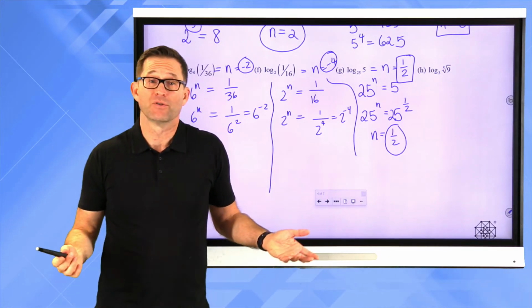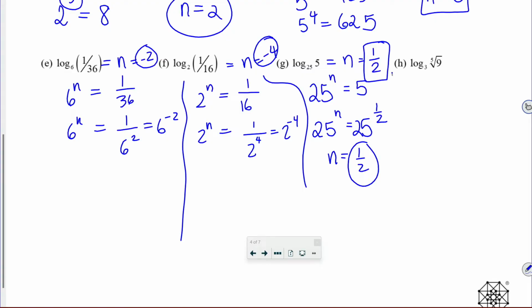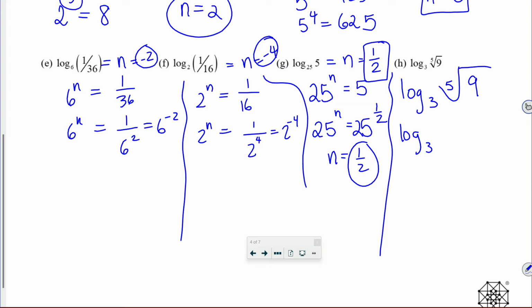But maybe the most challenging one, letter H, the log base 3 of the 5th root of 9. Oh my goodness. Actually, let me write this a bit bigger. Now, this one actually goes to show something really great. So let's play around with this a little bit. I'm trying to figure out what I have to raise 3 to in order to get the 5th root of 9. And I should probably immediately ask myself, what exactly is 9 compared to 3? Well, that's 3 squared.